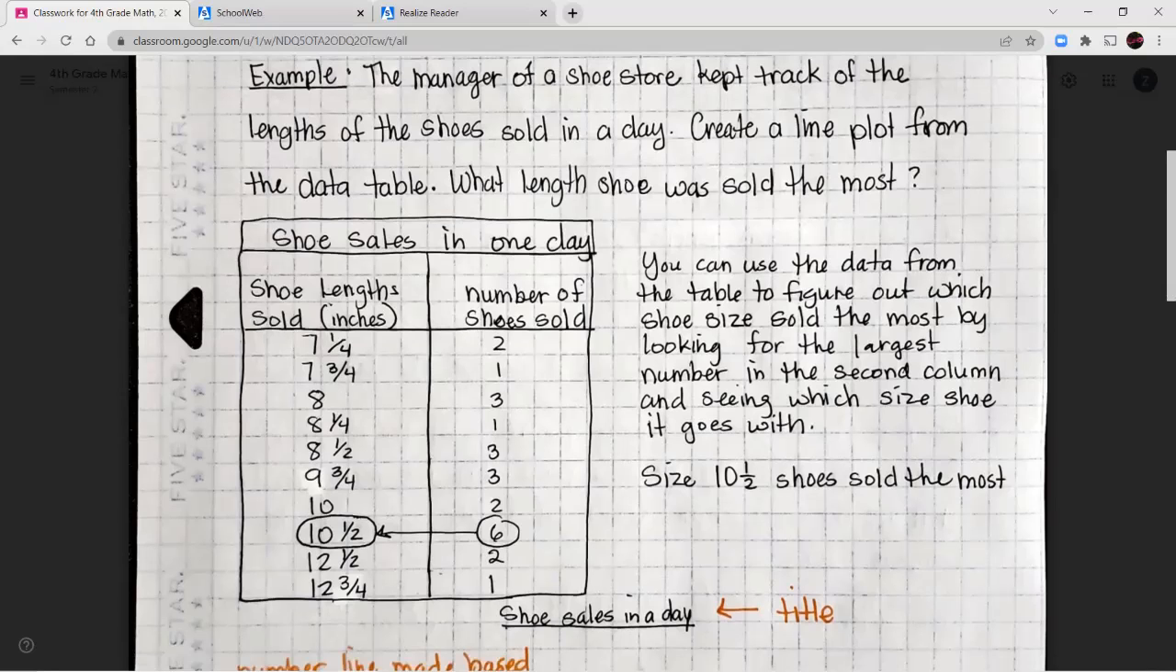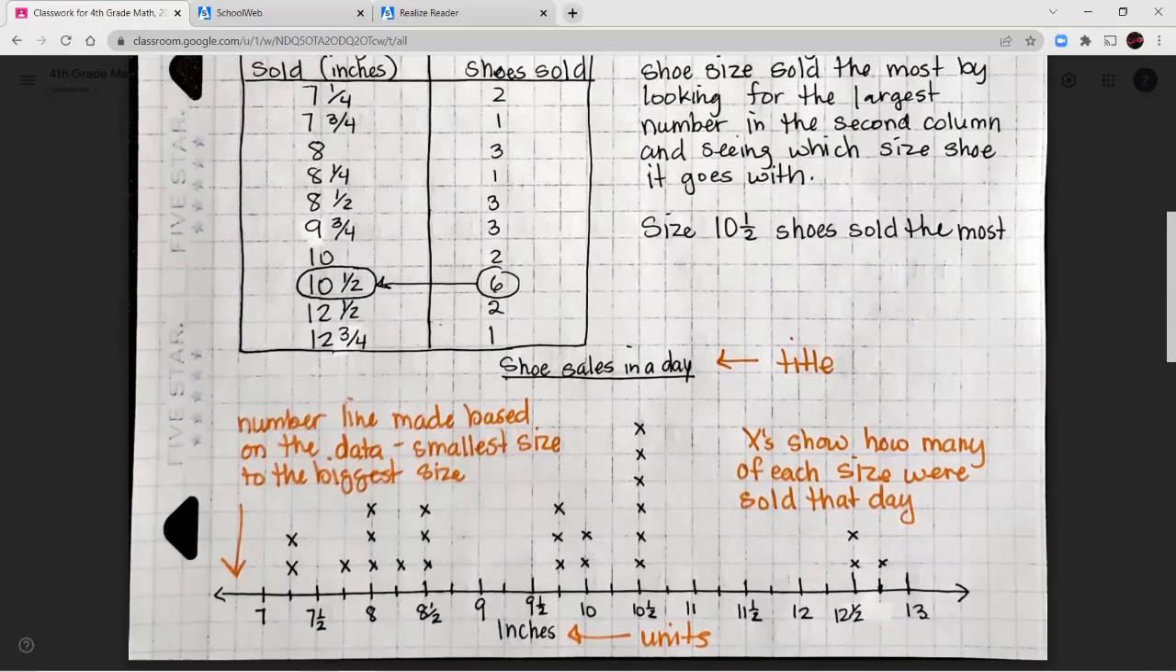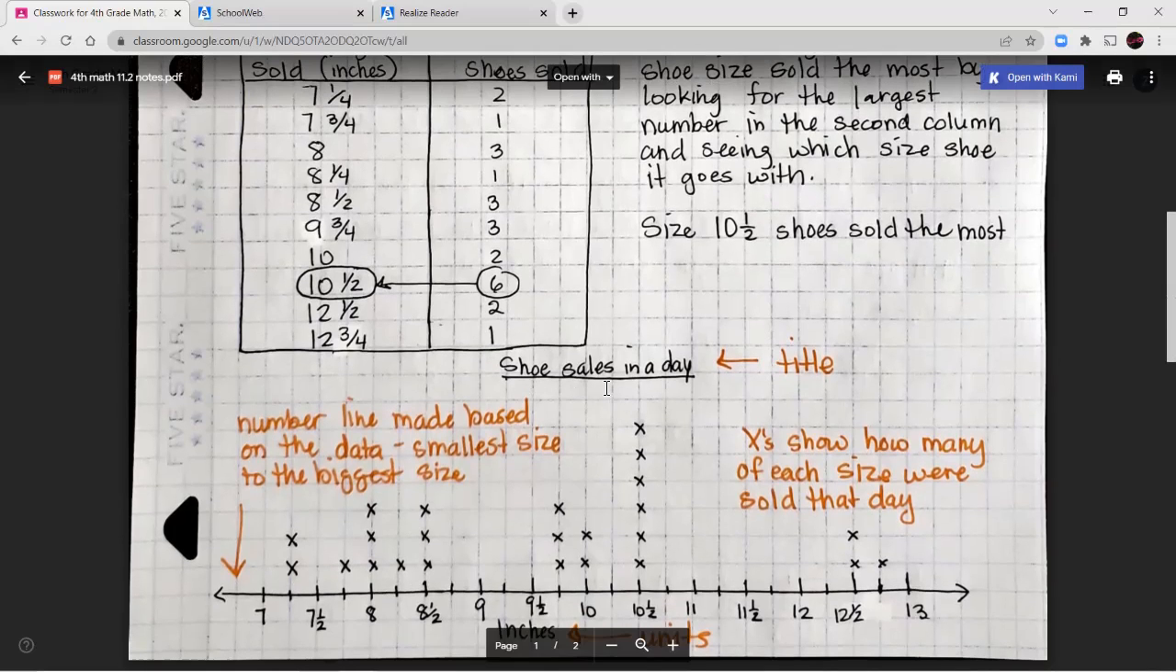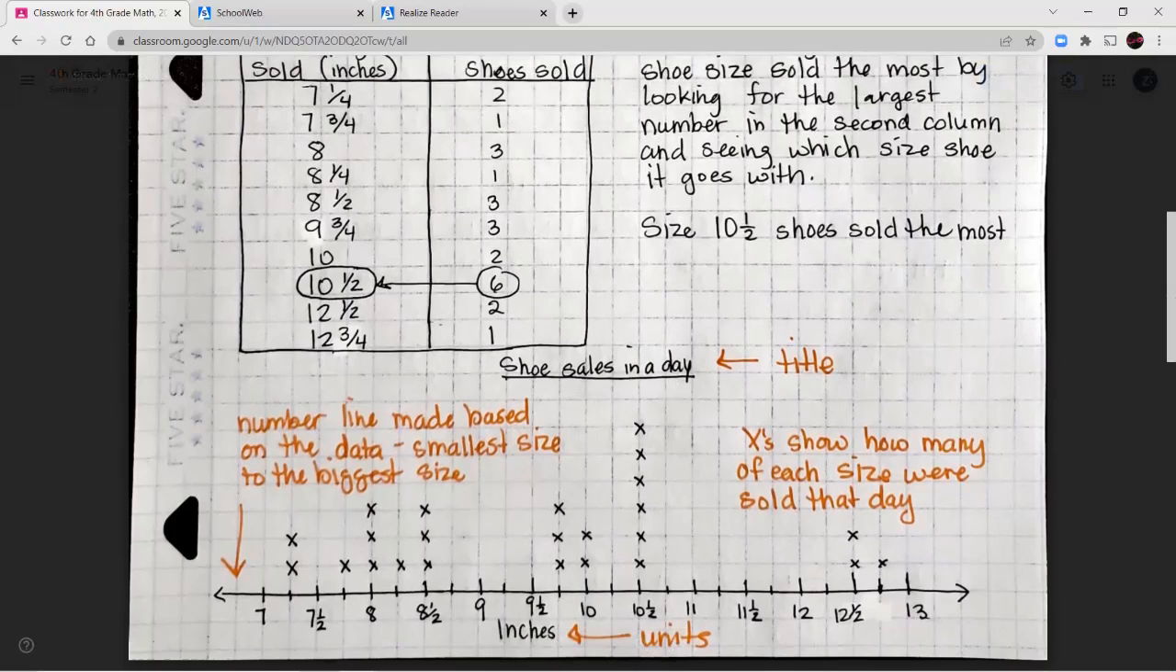Next, we're going to create a line plot with this data. So I have a title for my line plot, shoe sales in a day. I have the scale and the units, which is the inches down here at the bottom. I have my number line that I made based on the data from the smallest size to the biggest size.